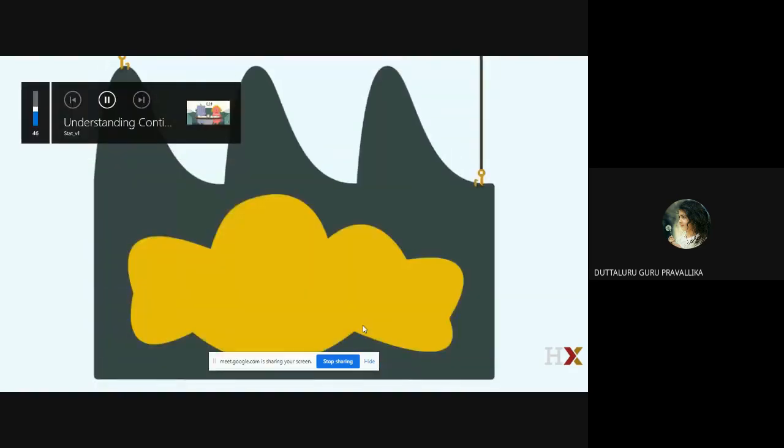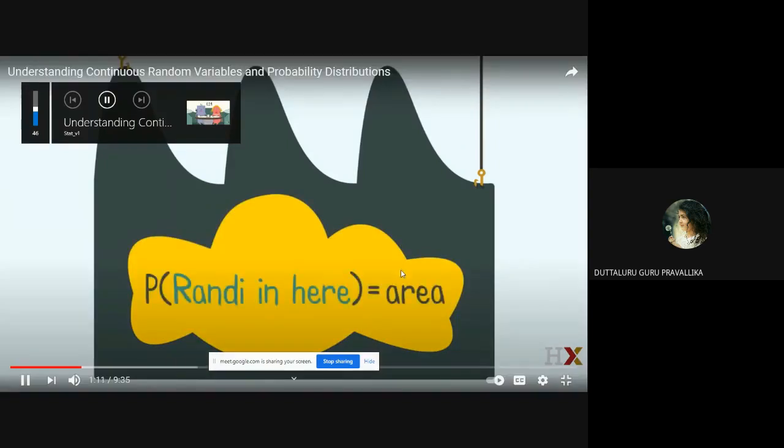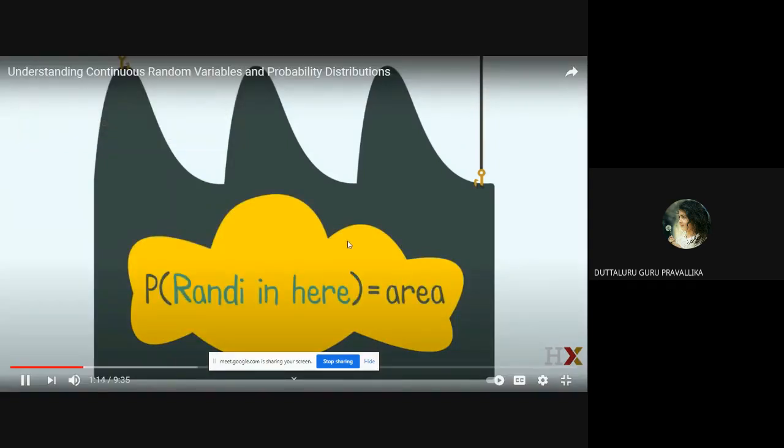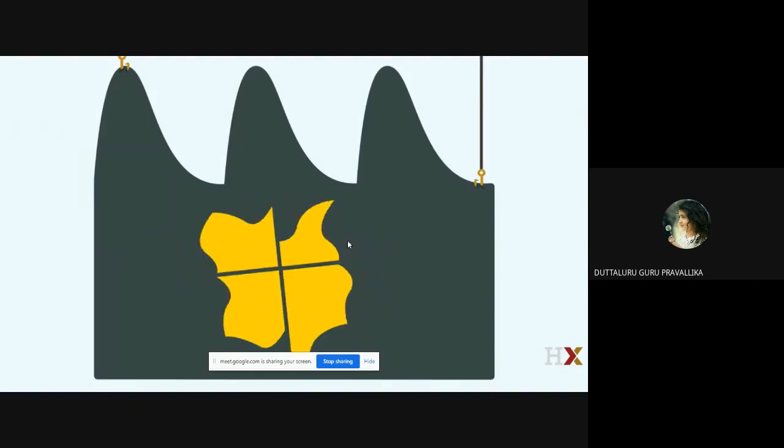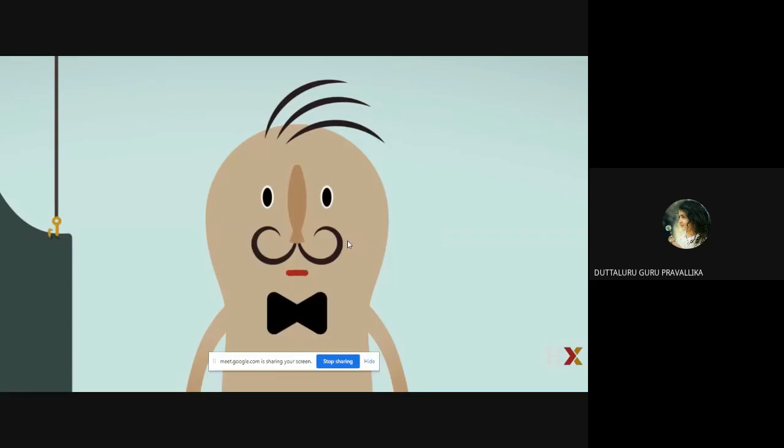Each time Randy pauses, her position is uniformly random in the tank. This means the probability of her being in a particular region is the area of that region. For example, the probability that Randy is in this triangle is half the probability that she is in this square, whose area is double the triangle's area. And the probability of being in the square is the same as the probability of being in this blob with the same area.